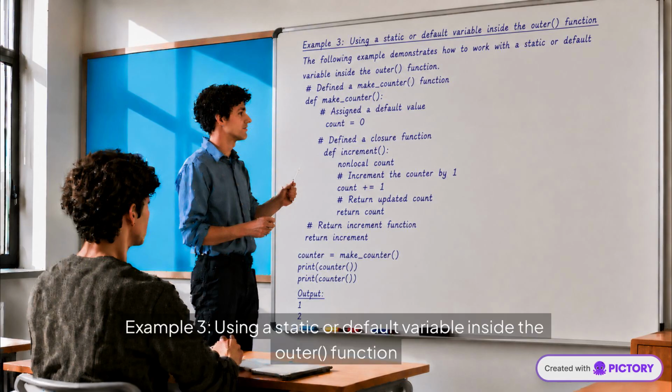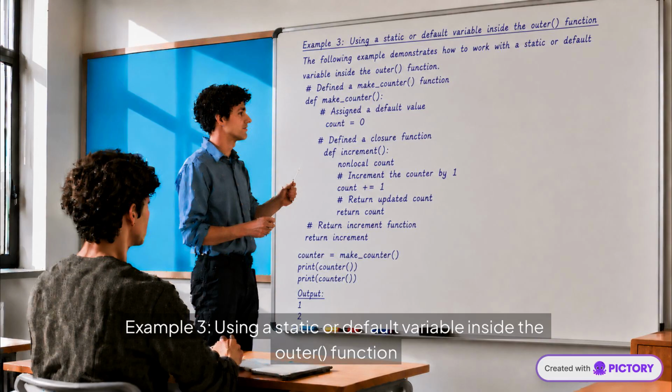# Define a closure function: def increment(): nonlocal count. # Increment the counter by 1: count += 1. # Return updated count: return count. # Return increment function: return increment. counter = make_counter(). print(counter()), print(counter()). Output: 1, 2.